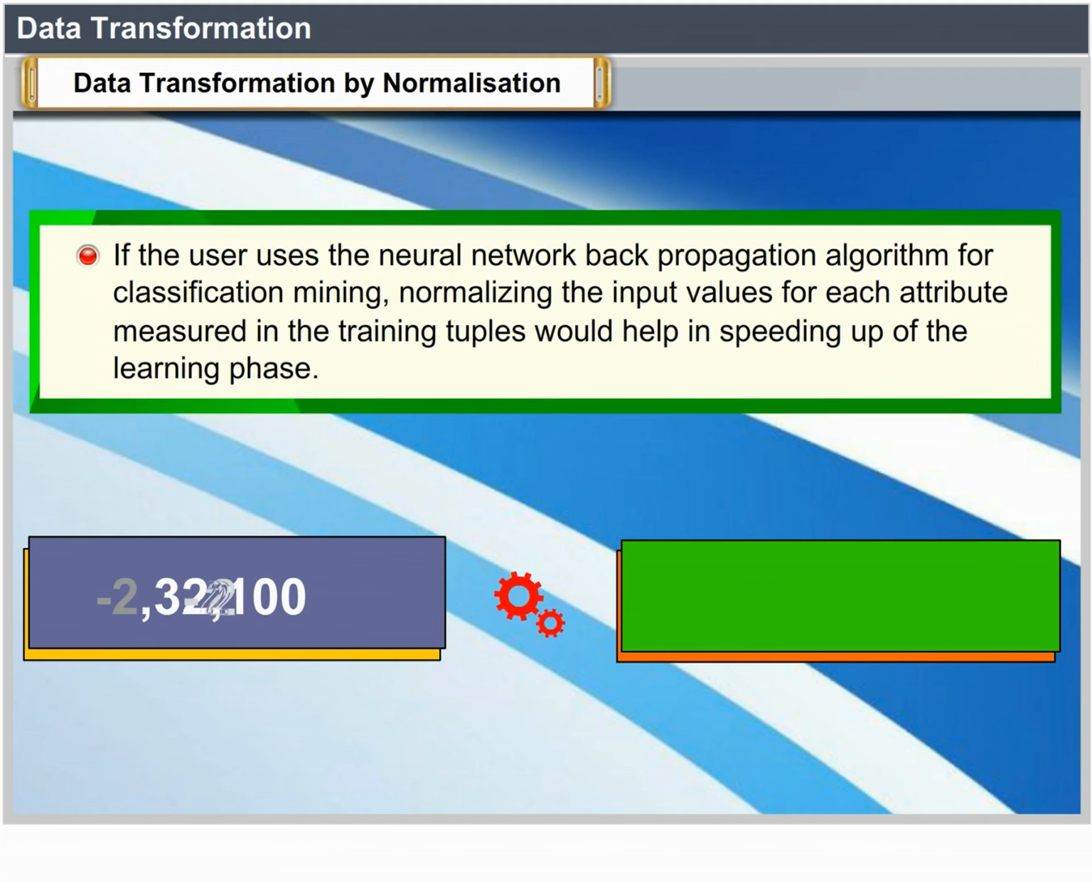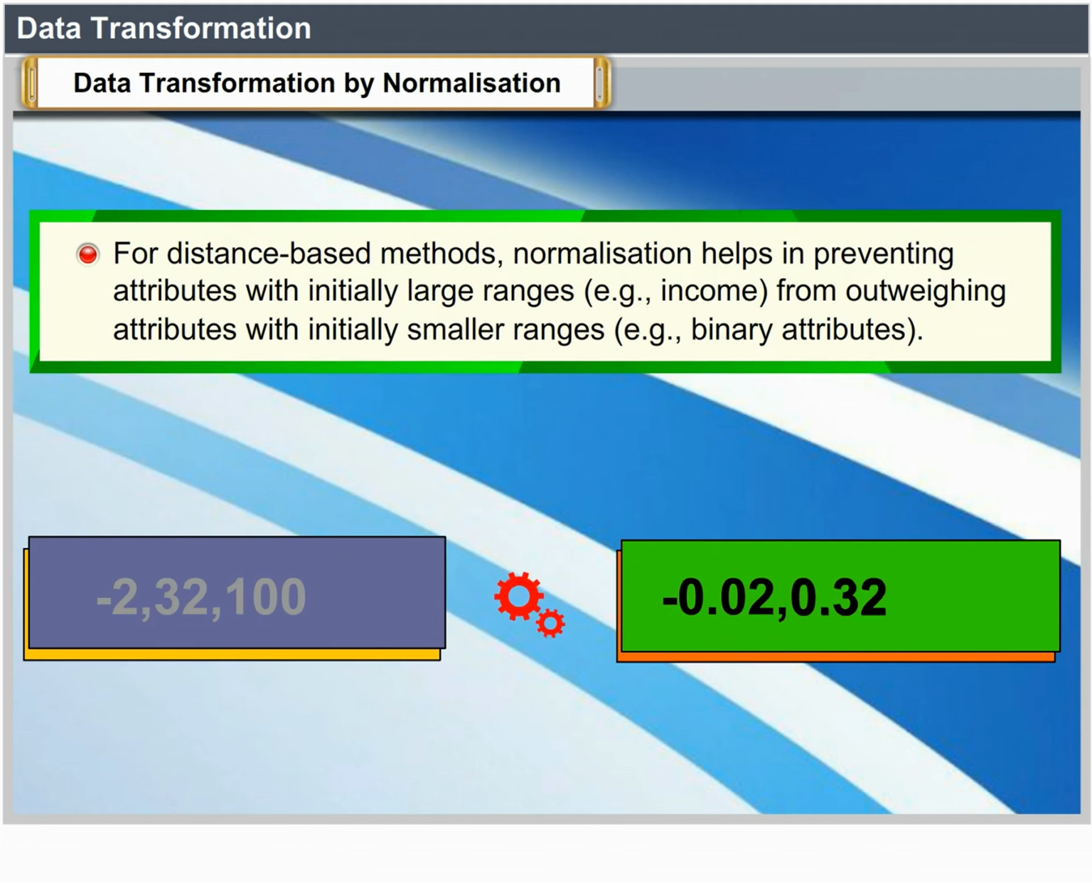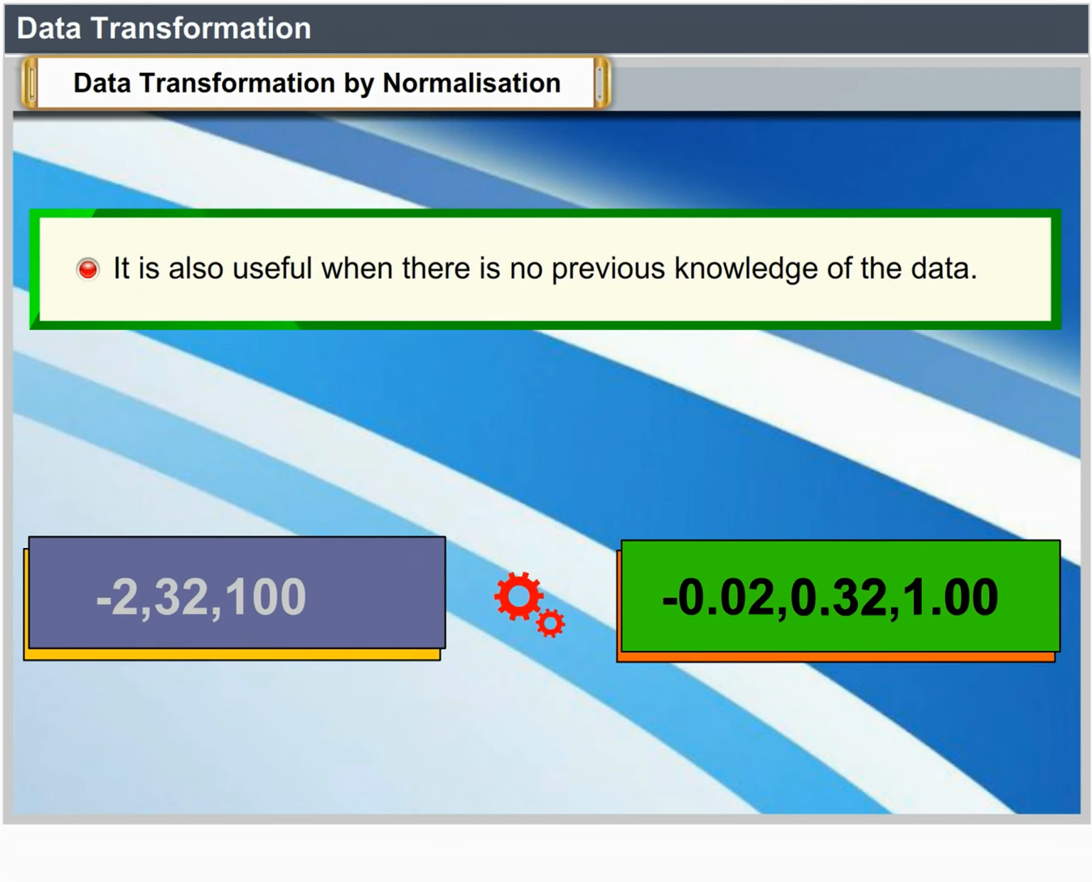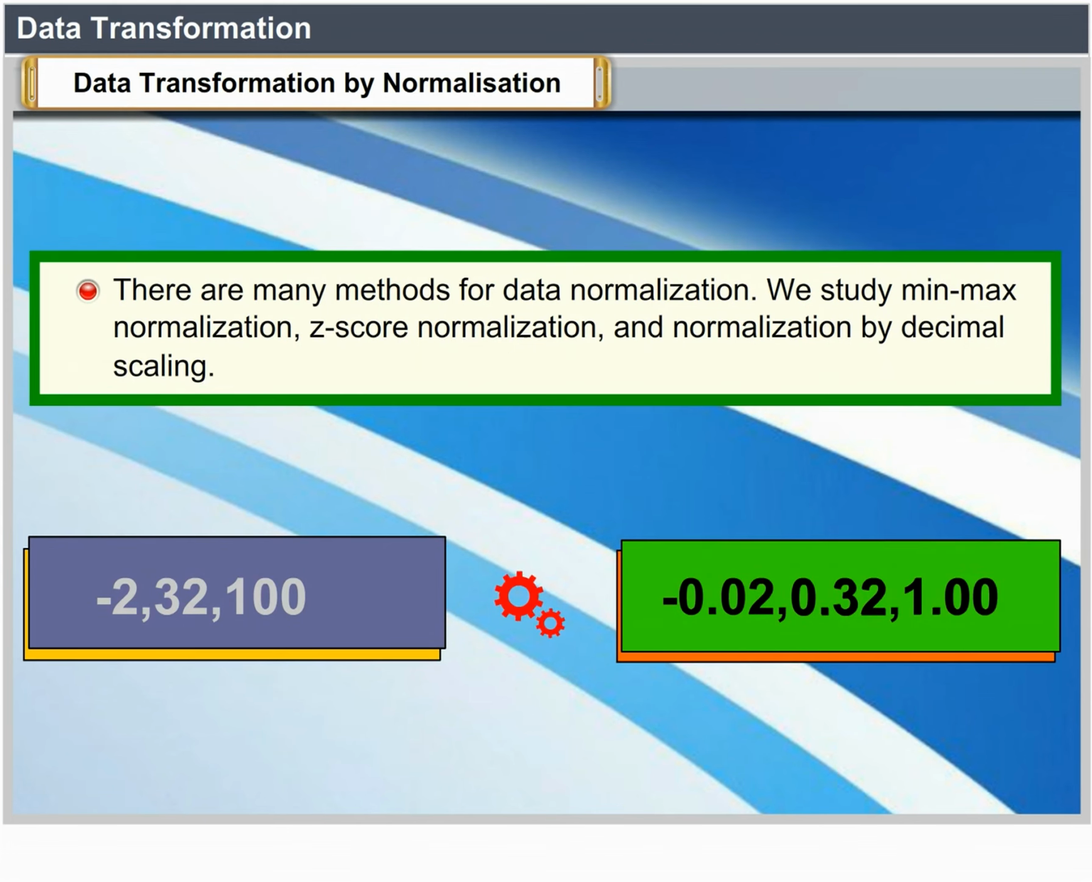For distance-based methods, normalization helps prevent attributes with initially large ranges, such as income, from outweighing attributes with initially smaller ranges, such as binary attributes. It is also useful when given no prior knowledge of the data. There are many methods for data normalization. We study min-max normalization, z-score normalization, and normalization by decimal scaling.